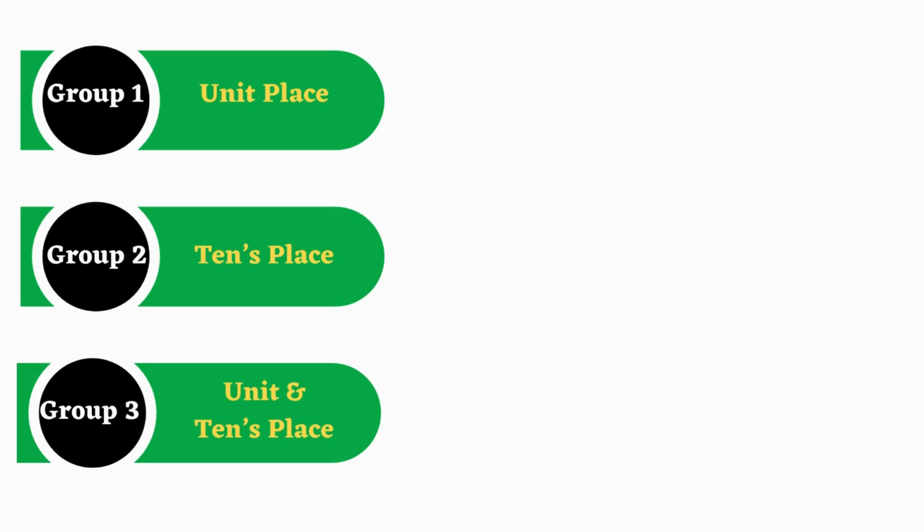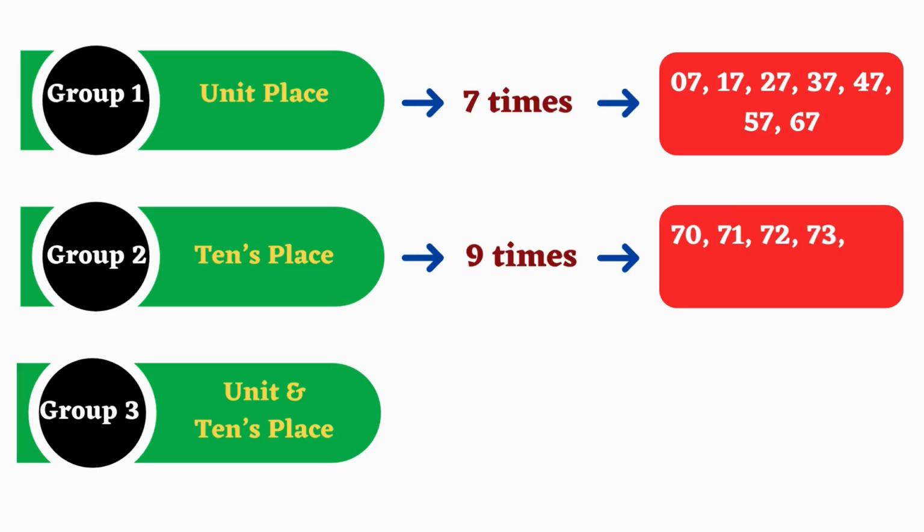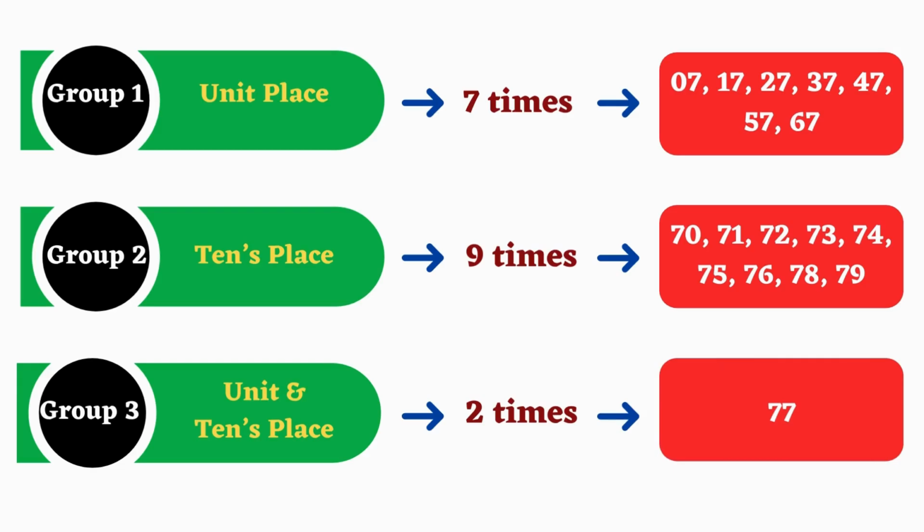Therefore, there are a total of 7 times the digit 7 appears as only the unit digit: 7, 17, 27, 37, 47, 57 and 67. There are a total of 9 times the digit 7 appears as only the tens digit: 70, 71, 72, 73, 74, 75, 76, 78, and 79. There are a total of 2 times the digit 7 appears as a unit digit as well as a tens digit: 77. Therefore, the total number of times the digit 7 appears from 1 to 85 is 7 plus 9 plus 2 equals 18.